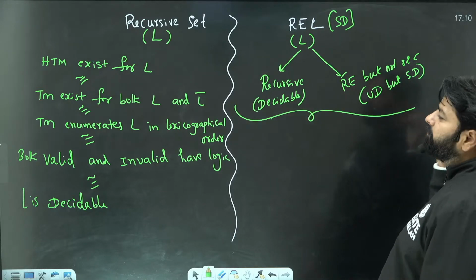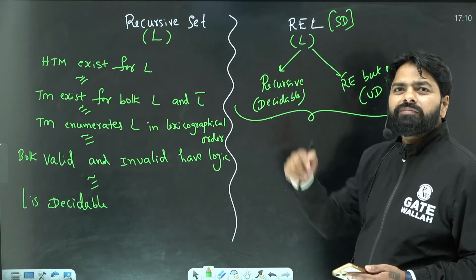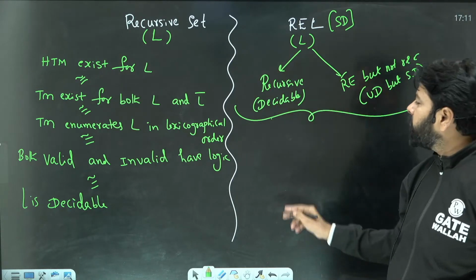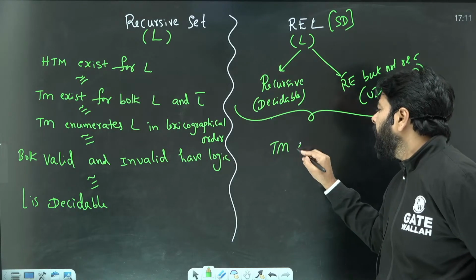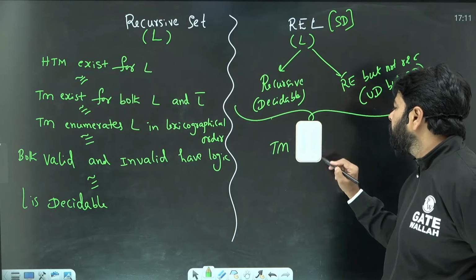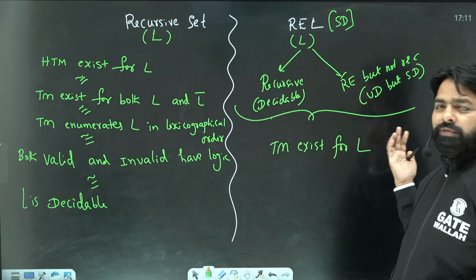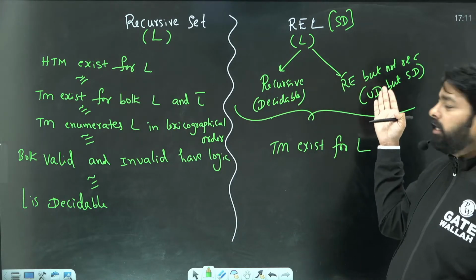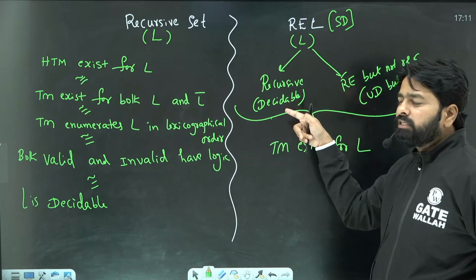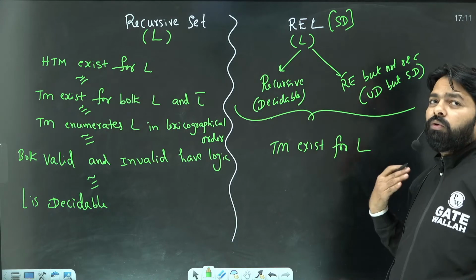To satisfy both of them, you should write a definition. How do you write it? Yes, next session I will take closure properties. To satisfy both of them, we will say TM exists for L, that's all. TM exists for L. We don't know about HTM. HTM may exist, may not exist. HTM never exists means this one. So TM exists for L, but we don't know whether HTM exists or not.